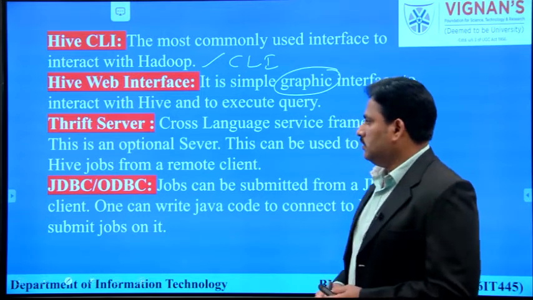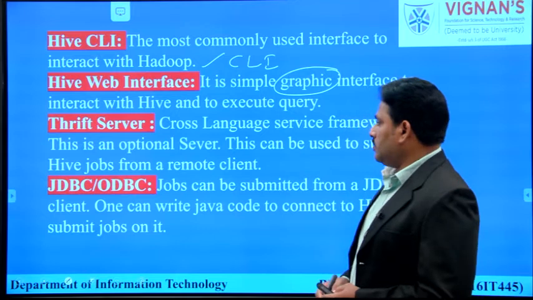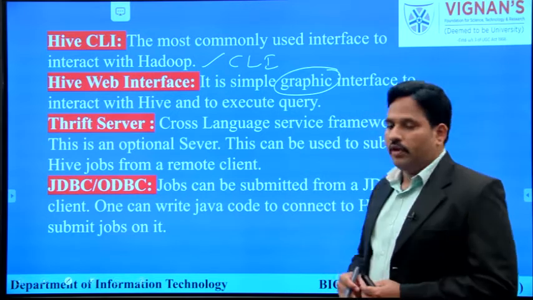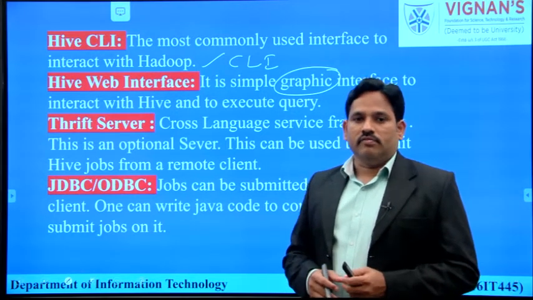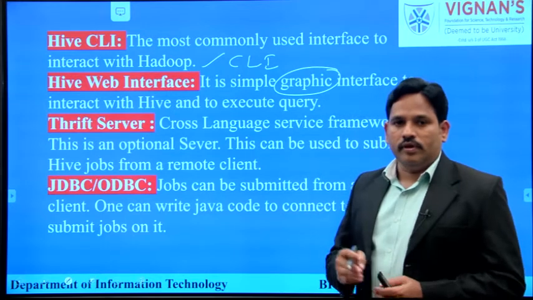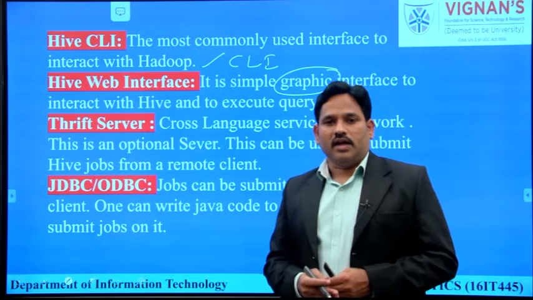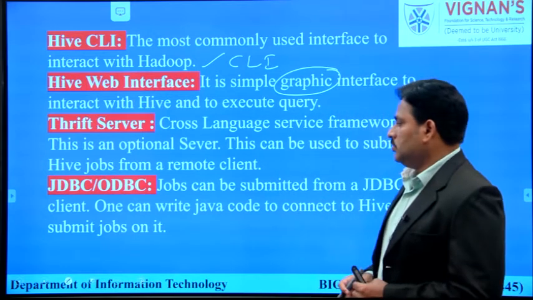The third one is the Thrift server, or you can say Hive Thrift. It's a cross-language service framework. It is an optional server. Whenever you want to interact with a cross-platform and cross-language interface, we will use the Thrift server.